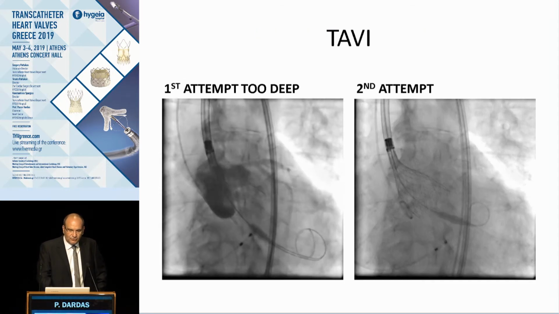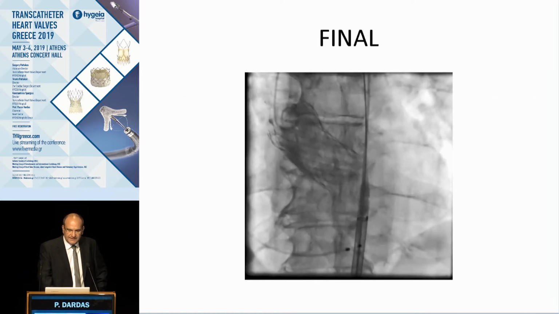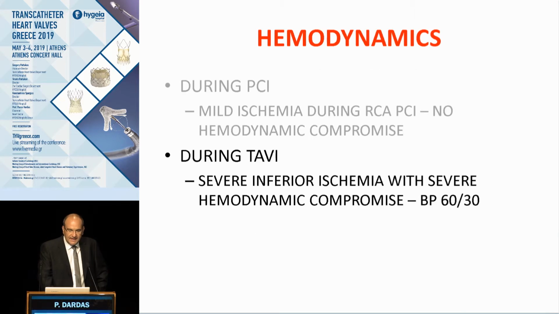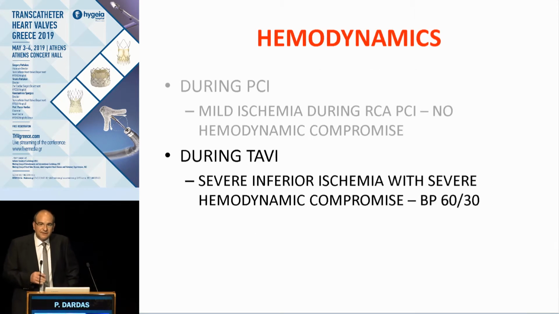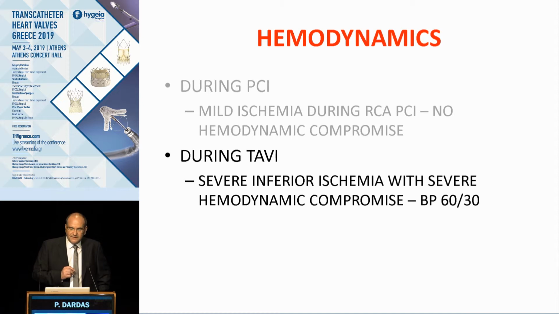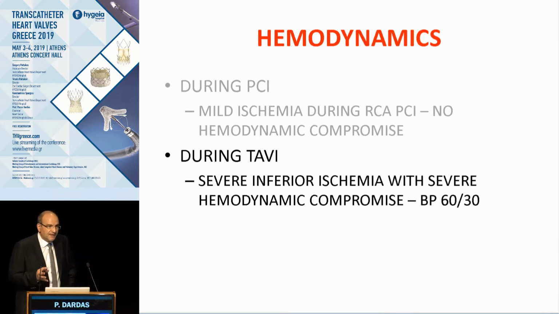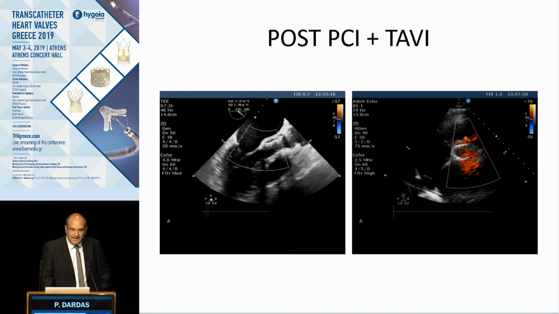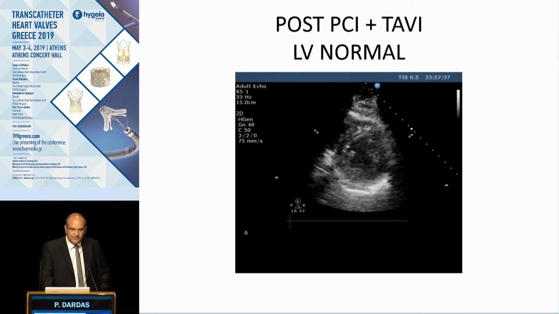Then we went on with the TAVI at the same procedure with a very good final result. And during TAVI, he developed severe inferior ischemia with severe hemodynamic compromise and blood pressure of 60. So perhaps the unstable ischemia was more due to the aortic stenosis rather than the right coronary artery stenosis. And this was the appearance after TAVI. His LV improved considerably.